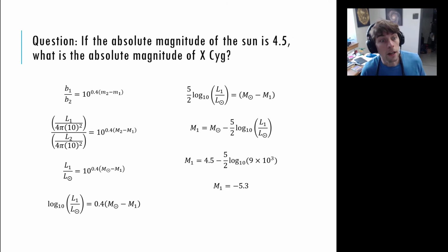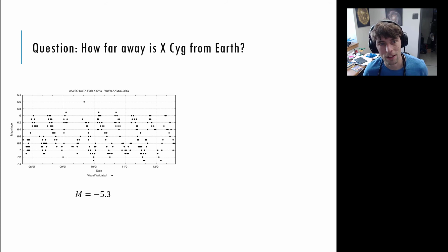Okay, so now let's recap. We've used the period of the variable star and the period-luminosity relationship to get the luminosity of the star. Then we said, let's take that luminosity and, rather than using that, find the absolute magnitude. So that's what we did here. Now, the last thing: how far is X Cyg from Earth? Go ahead, take a minute, see if you can hack that out.